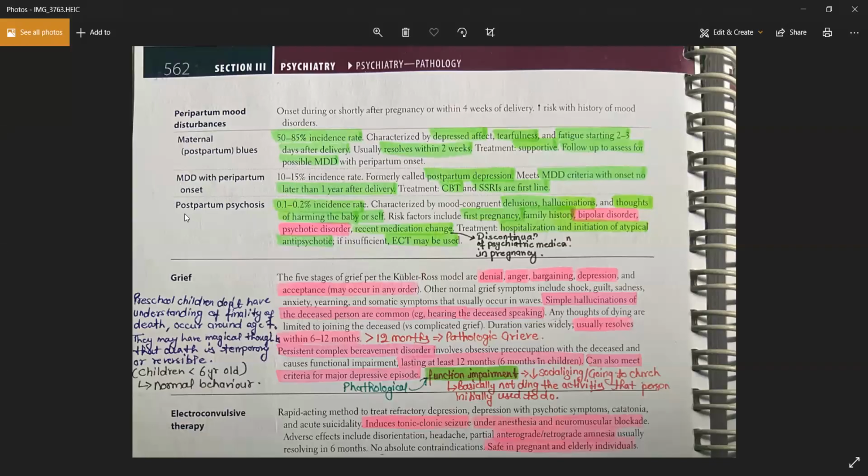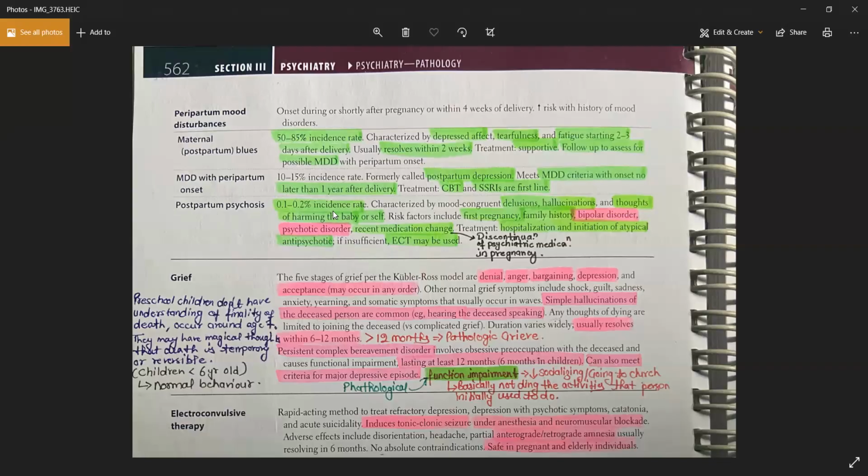Generally, the patients who get postpartum psychosis have a previous history of psychosis for which they were taking medicines, but they stopped due to the pregnancy. Risk factors include the first pregnancy, family history, bipolar disorder, any other psychotic disorders, or a recent medication change. Treatment is hospitalization and initiation of atypical antipsychotics. The baby must be kept away from the patient also, right? All these thoughts involve harming the baby or the self.